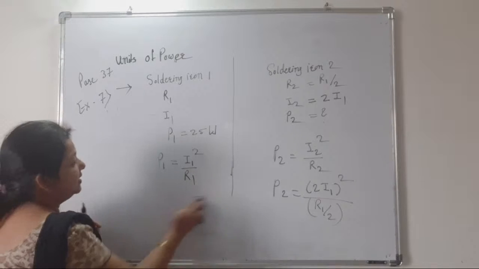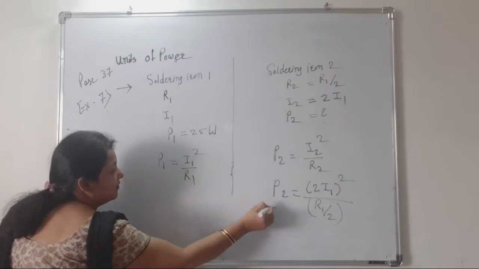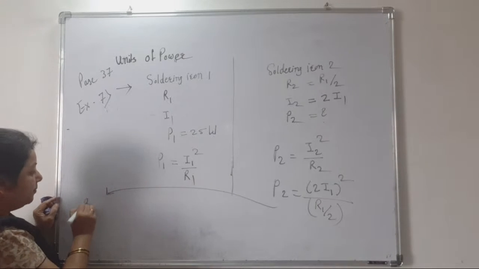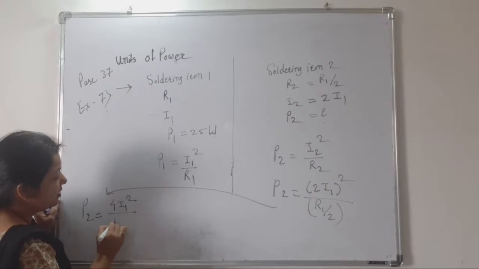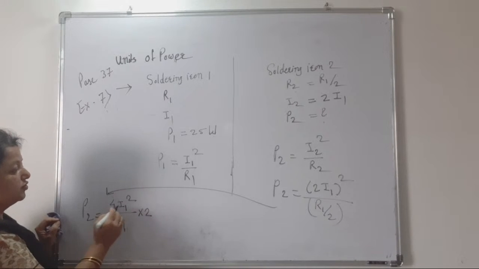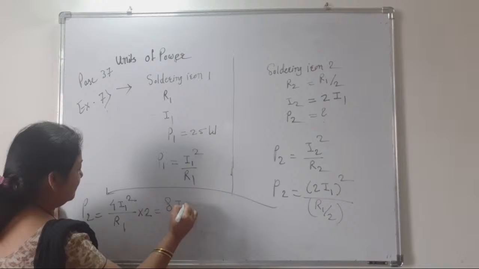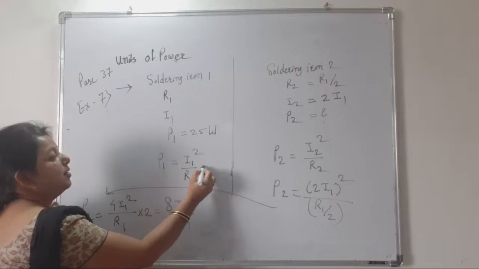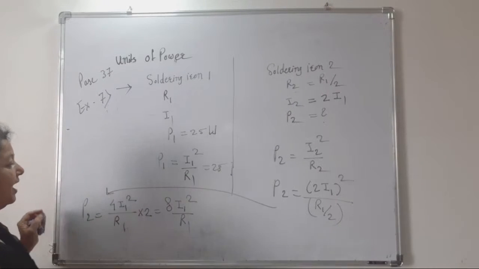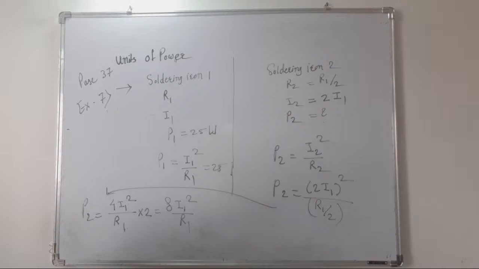I am going to write here. After this step, we will continue here. P2 is equal to 4I1 square upon R1 multiplied by 2, so it is equal to 8I1 square upon R1. And what is the value of I1 square upon R1, which is equal to 25 watt? 4 by 2... 50 watt, right answer.